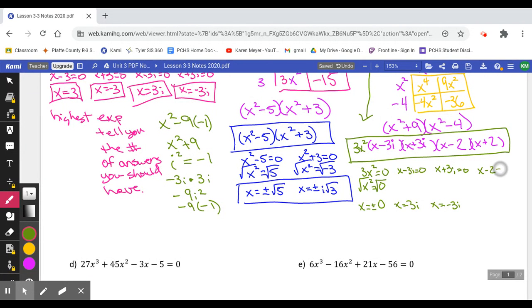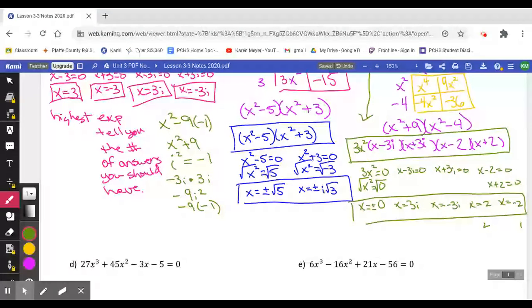X minus 2 equals 0. So x equals positive 2. And x plus 2 equals 0. So my last answer is negative 2. Highest exponent in the problem was 6. So I've got 1 answer, 2 answers, 3 answers, 4 answers, and the plus or minus brings me up to 6 answers. Yay!